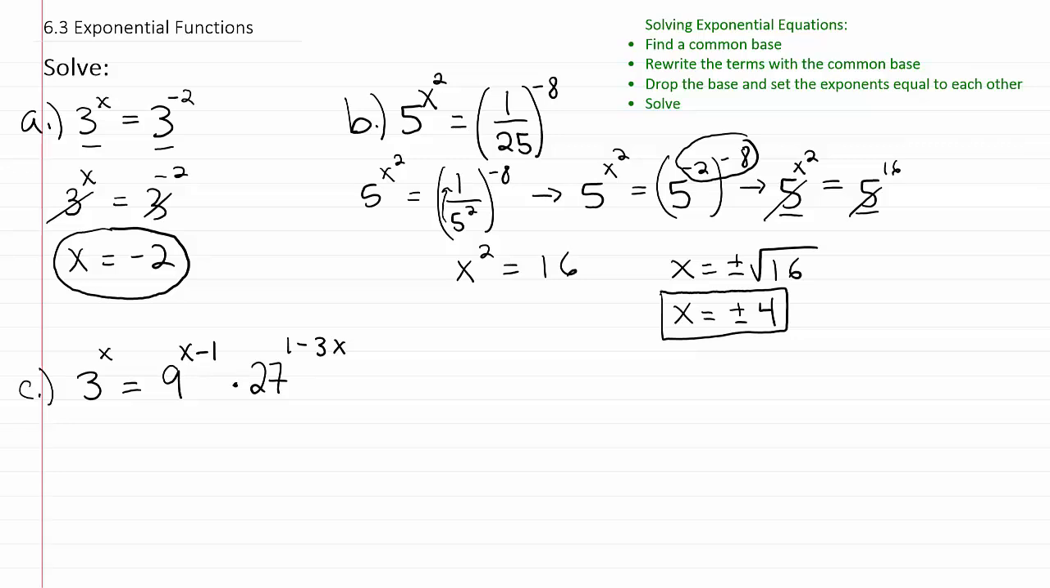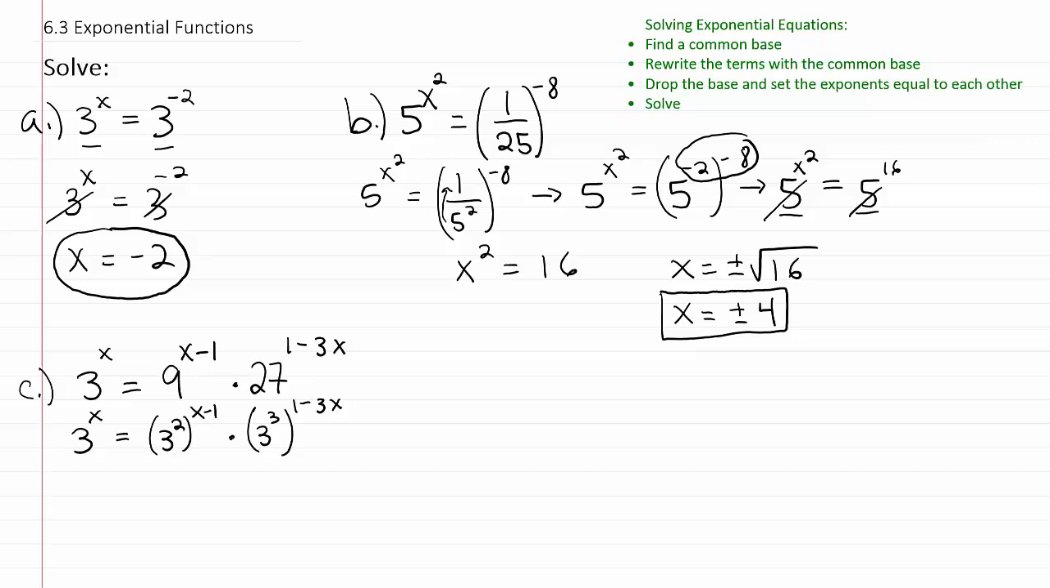For example C, same kind of thing. It's a little more complicated looking, but not much different in terms of the strategy. We want to find a common base. So I can see that 3, 9, and 27 all have a common base of 3. So I can rewrite it as 3 to the x is equal to, the 9 can be written as 3 squared, right? And that's raised to the x minus 1 power. Now the 27, that's 3 to the 3rd power. So I can write that as 3 to the 3rd, and that'll be raised to the 1 minus 3x power.